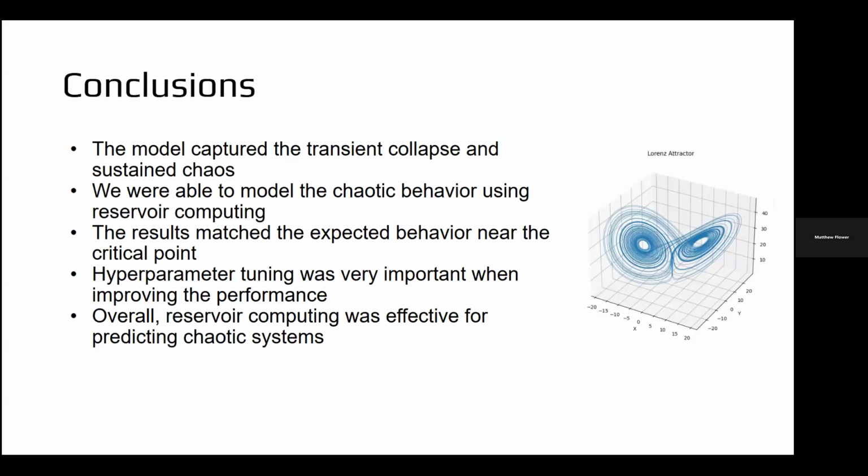So overall, we showed that reservoir computing works really well for chaotic systems. It was able to capture both the chaotic behaviors and when the system collapses. Tuning the parameters helped a lot, and the model wasn't just memorizing, it was actually learning the system, which is a solid approach for predicting chaotic systems.